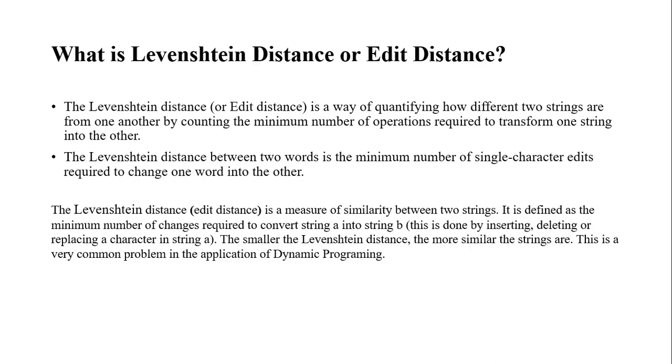It is defined as the minimum number of changes required to convert string A into string B. The smaller the Levenshtein distance, the more similar the strings are. This is a very common problem in the application of dynamic programming.